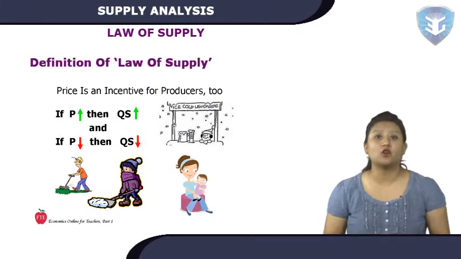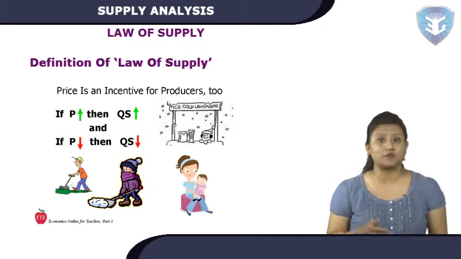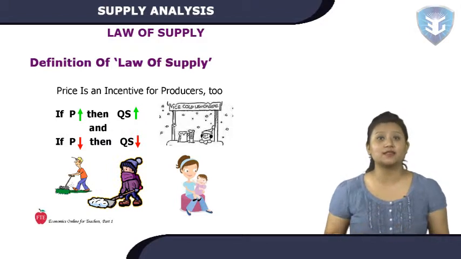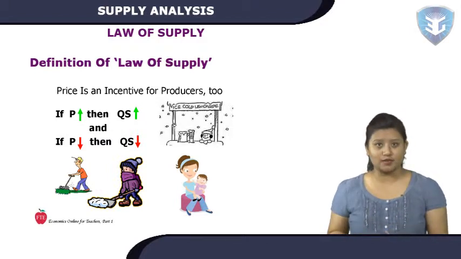The definition of the law of supply: a microeconomic law stating that, all other factors being equal, as the price of a good or service increases, the quantity of goods or services offered by the suppliers increases, and vice versa.